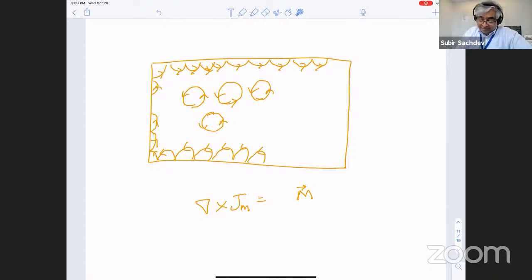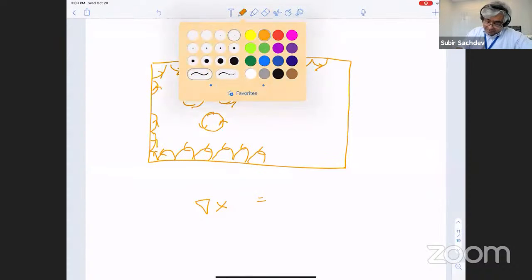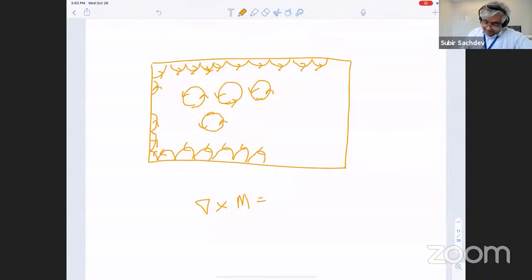Also, I realized that this equation I wrote down for a ferromagnet was not correct. I always mix this up. It's the other way around: the curl of M is J, not the curl of J is M. Let me correct that from last time. This is the equation that tells you that if you have a bulk ferromagnet with all the electrons going in circles in the bulk, then there's a net current on the edge.